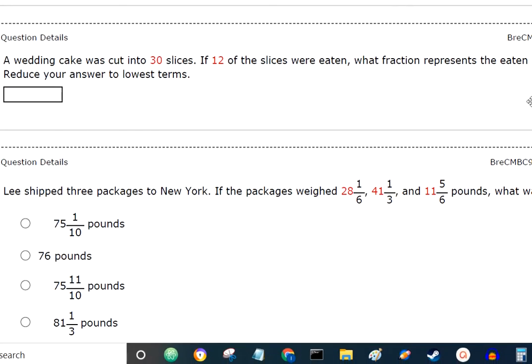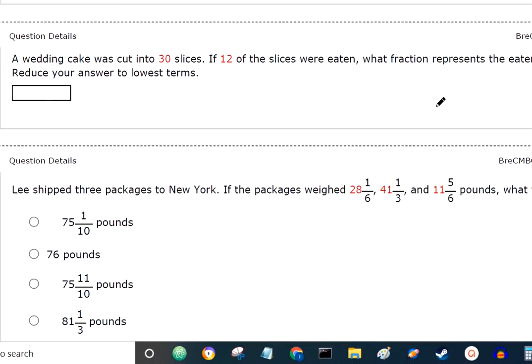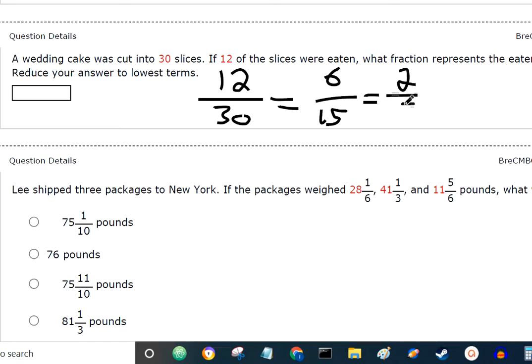Question 17, we're supposed to make a fraction for the cake. You might remember this from our homework. It's supposed to be a fraction of the eaten portion. A fraction is you take the portion you're interested in and divide it by the total, and then we can reduce that, right? 12 of the 30 slices were eaten. But now we can reduce: divide the top and the bottom by 2, and they're both divisible by 3, so 2/5.